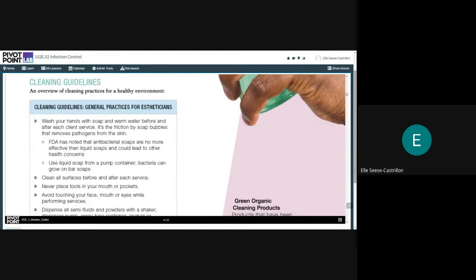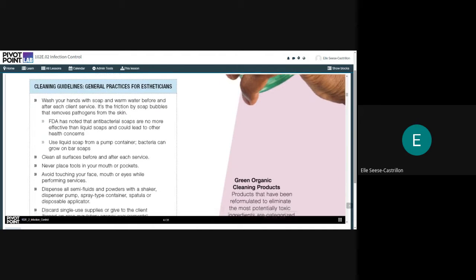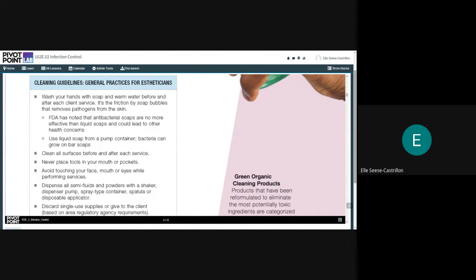So cleaning guidelines, an overview of cleaning practices for a healthy environment. Wash your hands with soap and warm water before and after each client. It's the friction by soap bubbles that removes those pathogens or germs from the skin. FDA has noted that antibacterial soaps are no more effective than liquid soaps, and they could lead to other health concerns. Use liquid soap from a pump container. Bacteria can also grow on bar soap, so keep that in mind if you use bar soap in your shower.